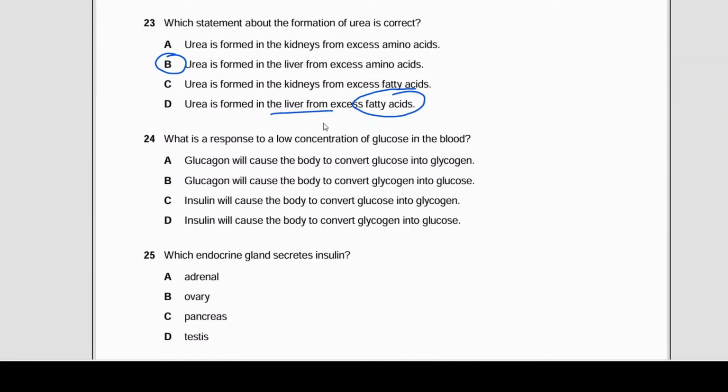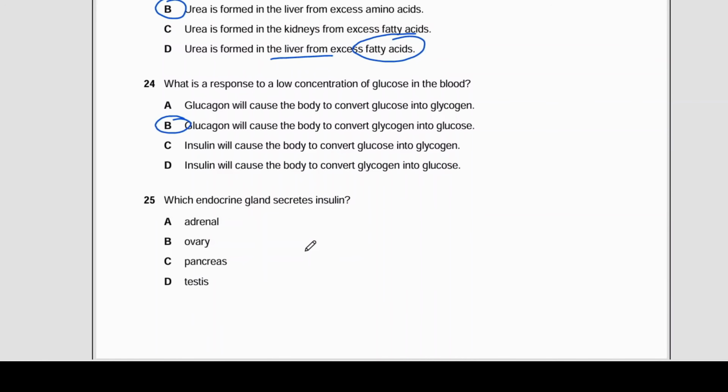24. What is the response to a low concentration of glucose in the blood? Okay, if the blood concentration drops, then there is a hormone that is released, which is glucagon. Okay, so what does glucagon do? It converts what into what? Glycogen into glucose. So option B is the correct one. Which endocrine gland secretes insulin? Pancreas. And which cells? Islets of Langerhans or beta cells? Okay, maybe they asked this question, but this is mentioned in the syllabus.